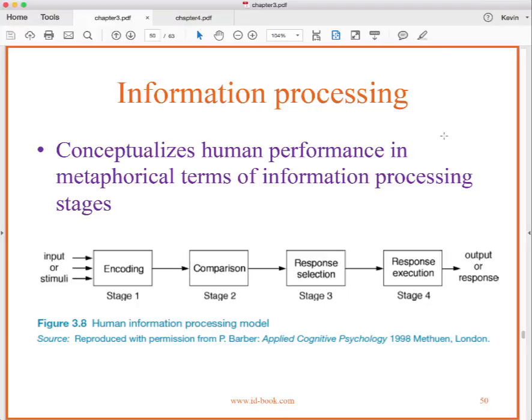Really? Okay? So we can think of 4 stages: encoding, comparison, response selection, response execution. 4 stages.